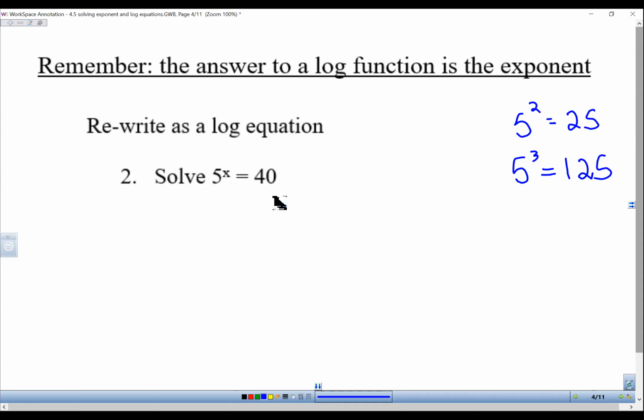So I'm going to write this as a log expression. Remember, it's the log of the base of 40 equals the exponent. The answer is always the exponent. Remember that, this was from section 3 when we rewrote these. Now we can use the change of base formula to solve.